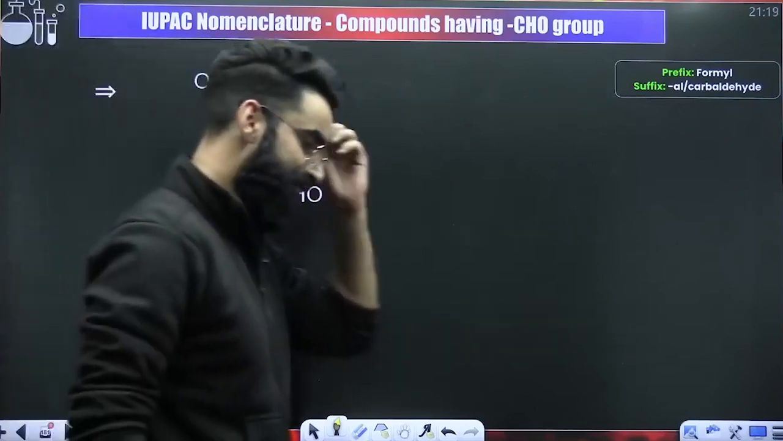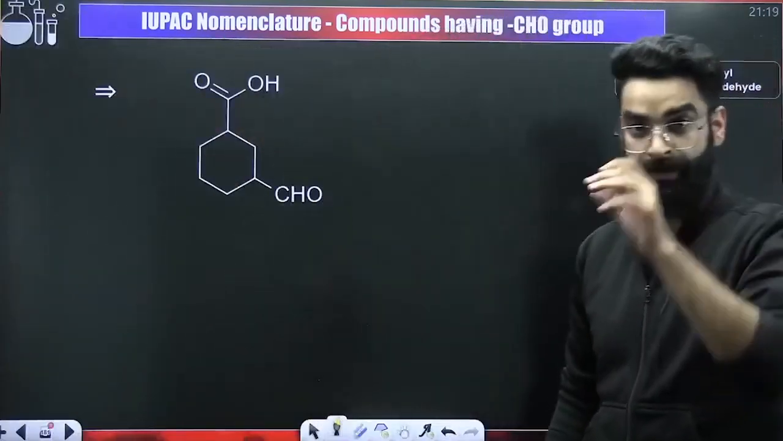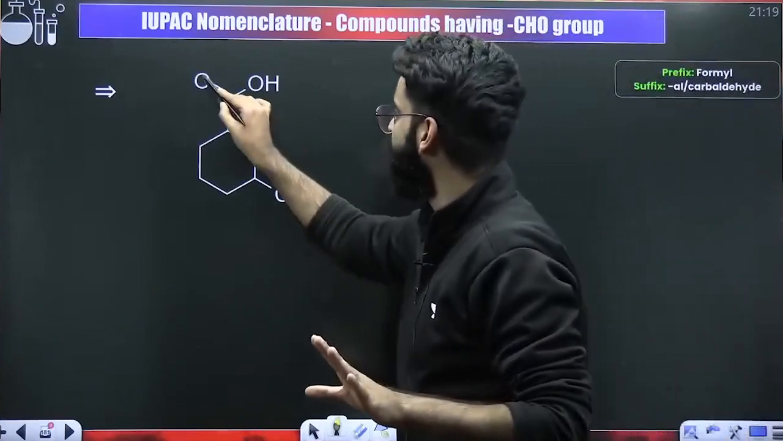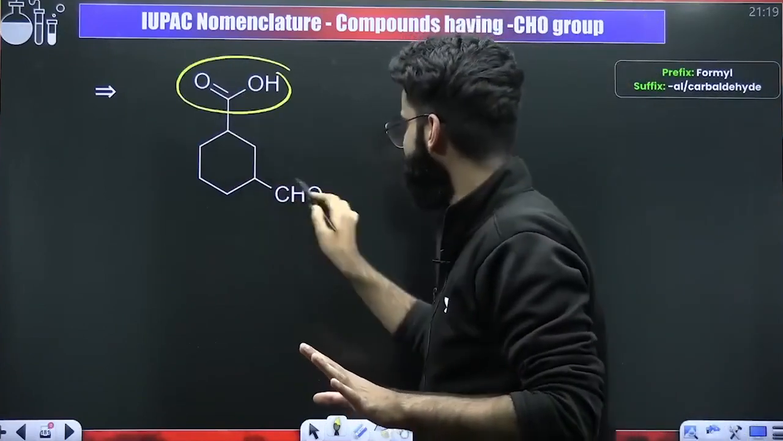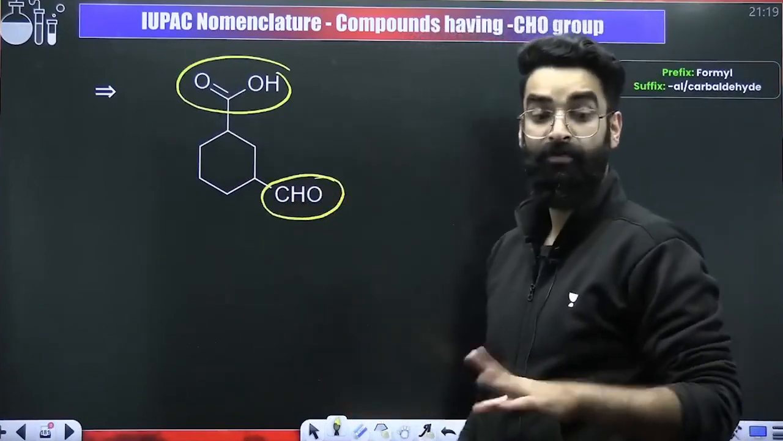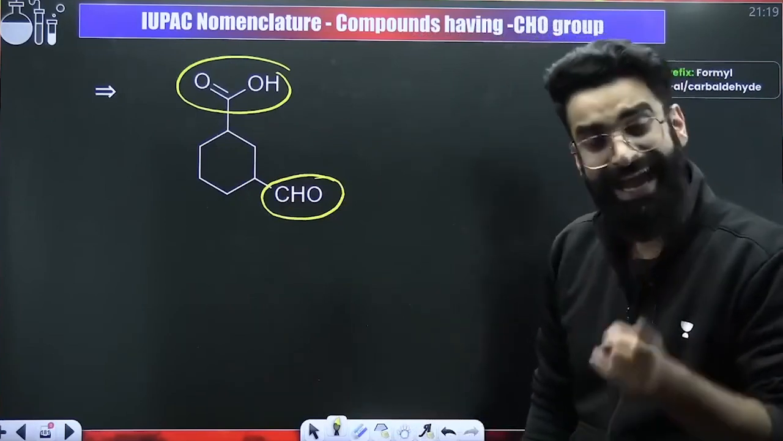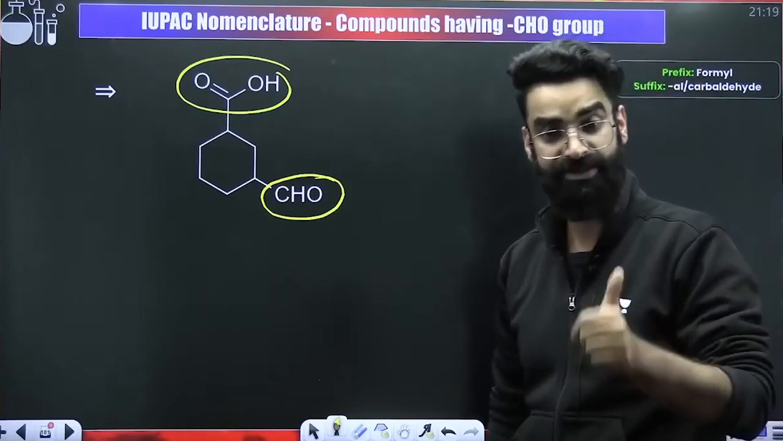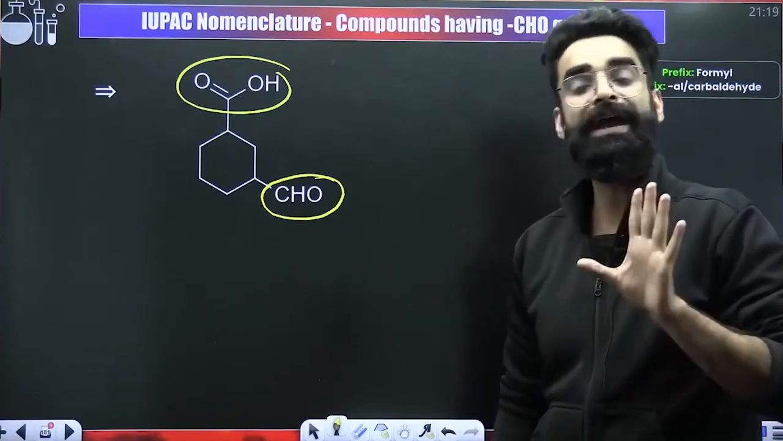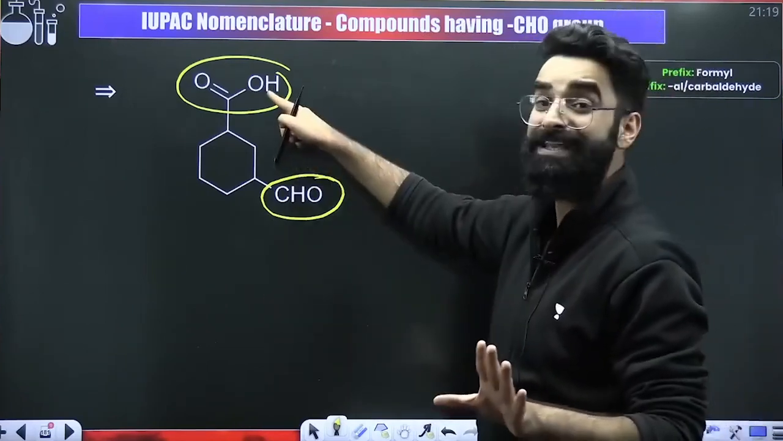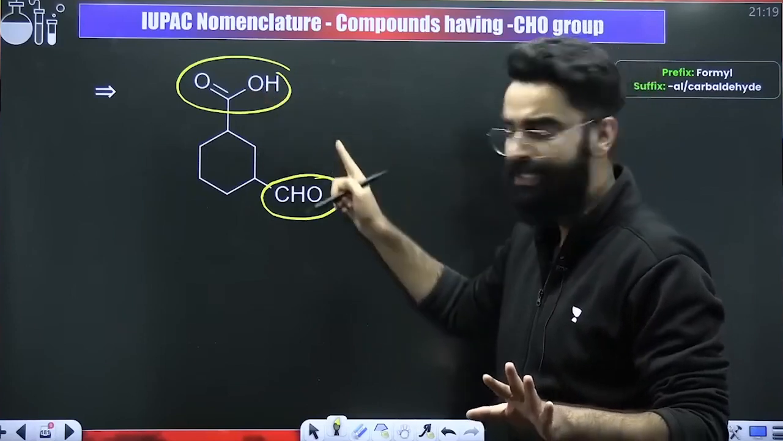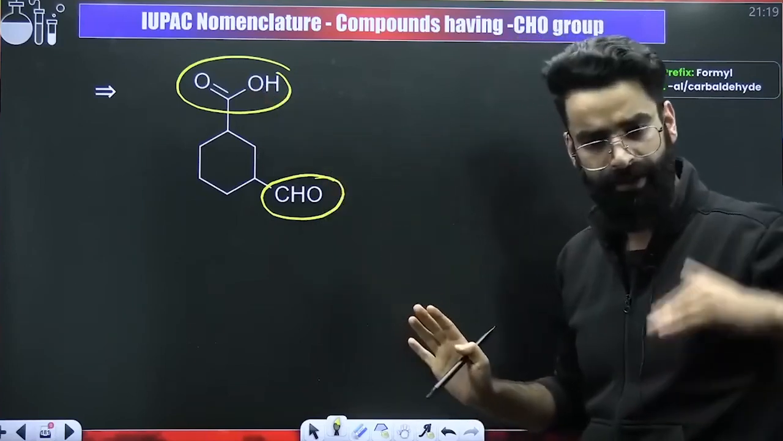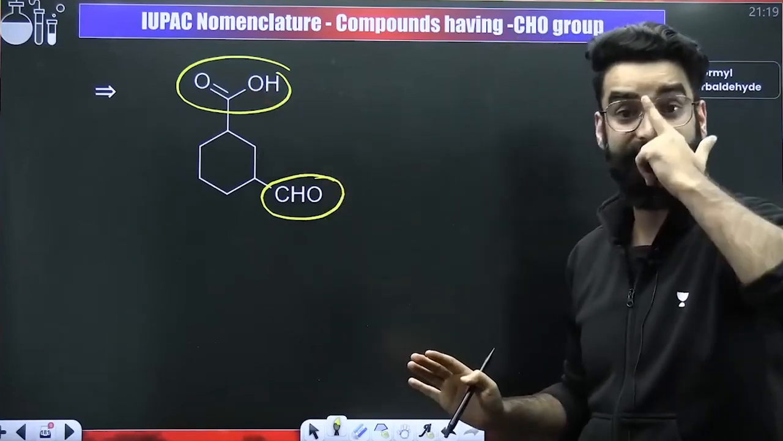Okay. One simpler one. Over here, this is C double bond OH. This is carboxylic. This is CHO. This is aldehyde. Which one to prioritize? At the end of the session, I'll give you the priority list, my dear students. But right now, you can remember it like this. Carboxylic acid is given more priority than that of aldehyde.